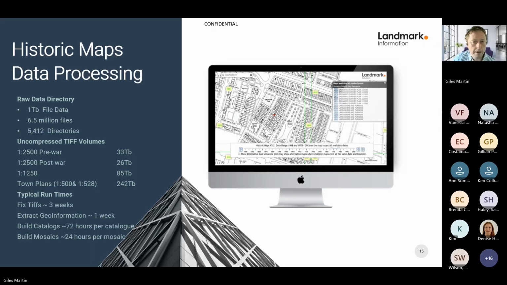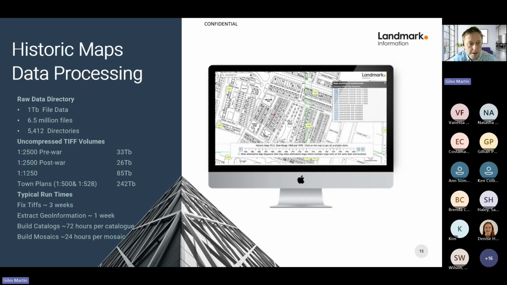The data itself is the total file size that we host for the API service, which you're able to access, is 1 terabyte. So it's not small by any means, especially when you think that's made into a service which you're then able to access. That comprises 6.5 million files and almost 5,500 directories.